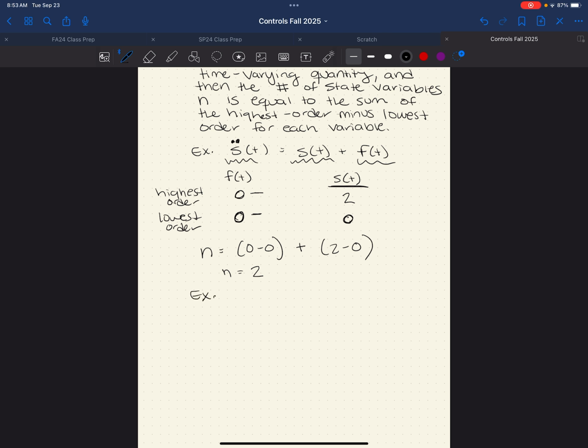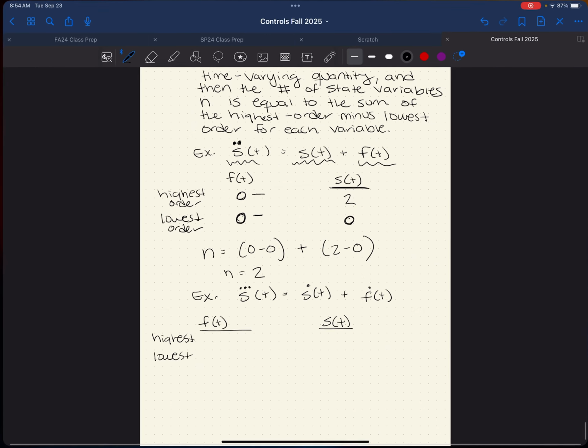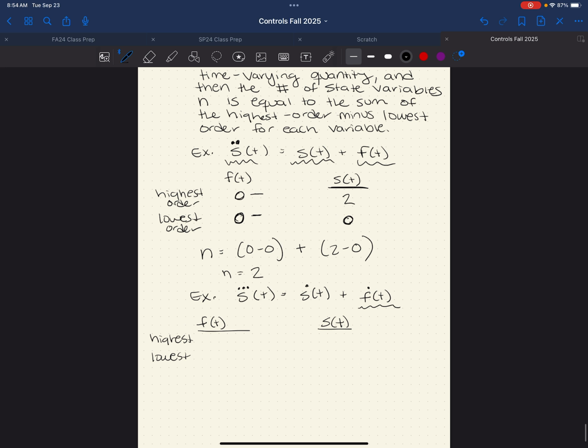Let's do another example. Let's say I have s triple dot equals s dot plus f dot of t. Let's do that same process again. I have an f varying in time and I have an s varying in time. Highest order, lowest order. All right, highest order of f of t, I have a single derivative. So I have 1.